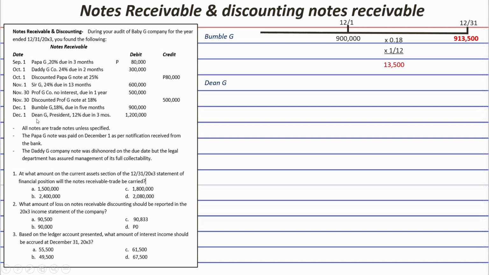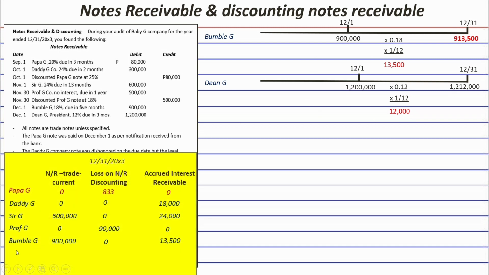Okay? But aside from that, the same with Bumble G and Sir G's note, there are no other complications. We just have to plot its amount, 1.2 million here in December 1, and then get the interest. So 1.2 million times 0.12, which is based in here, times 1 month over 12 months, and we will get 12,000. And that's it. So let's plot this analysis in here.